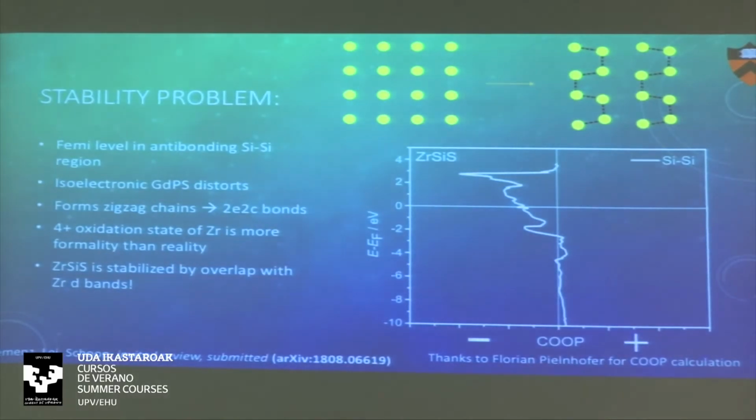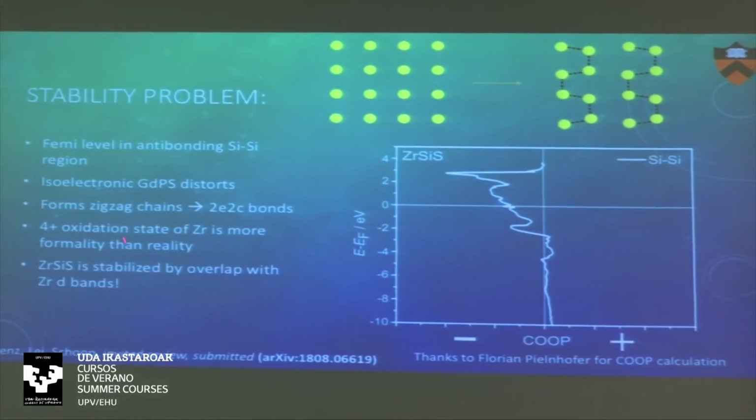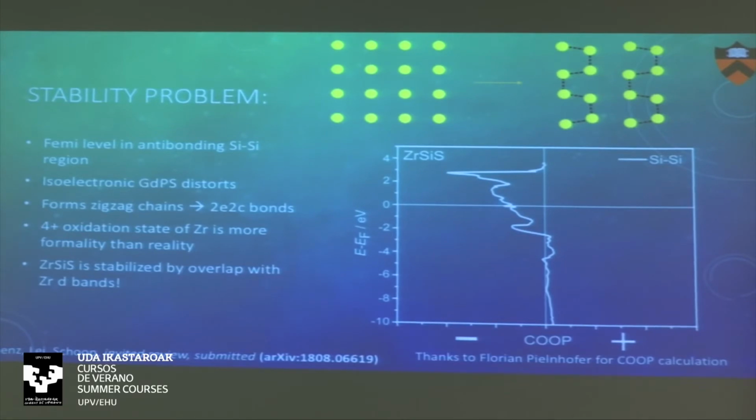The reason why it's still stabilized is that actually, the zirconium 4+ oxidation state is more formality than reality, and it still does have some d electrons. And this zirconium-silicon bonding, like zirconium d states to silicon, is so strongly bonding that it overcompensates everything of that. Okay, and so if you look at the bands in more detail, you see that the linear bands are composed of silicon p and zirconium d states. So it's kind of these zirconium d orbitals that help you stabilize this.